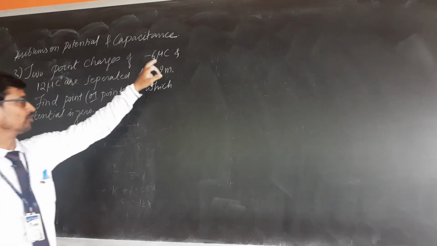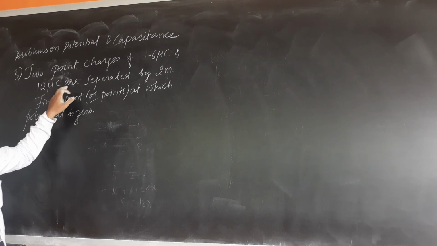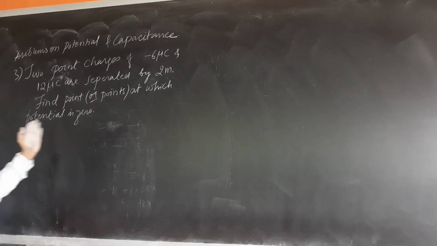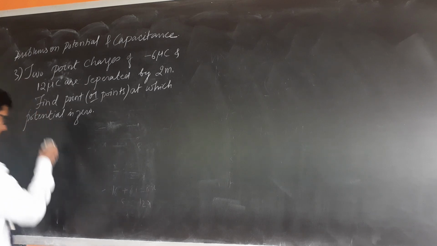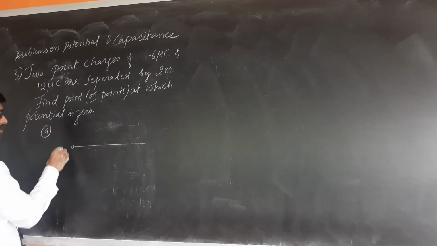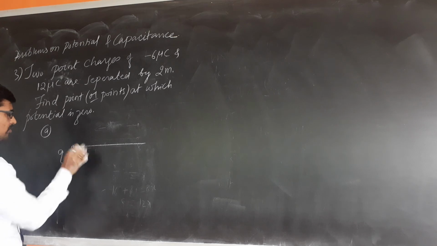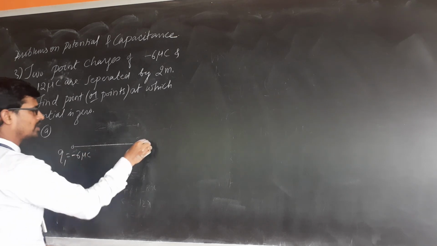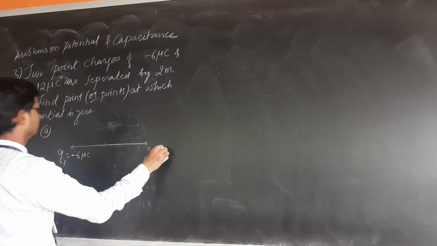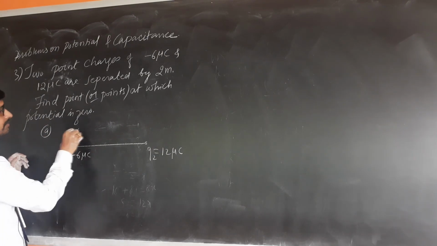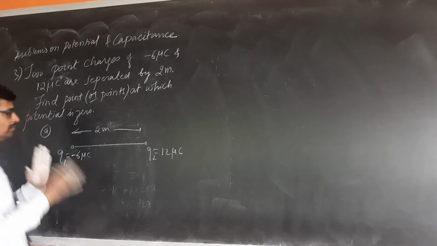Listen here. 2 point charges of minus 6 microcoulomb and plus 12 microcoulomb are separated by a distance of 2 meters. Find the point or points at which the electric potential is 0. Case A, please concentrate. One is a negative charge, that is Q1, minus 6 microcoulomb. One more charge is Q2, which is plus 12 microcoulomb, separated by a distance of 2 meters. Please concentrate.